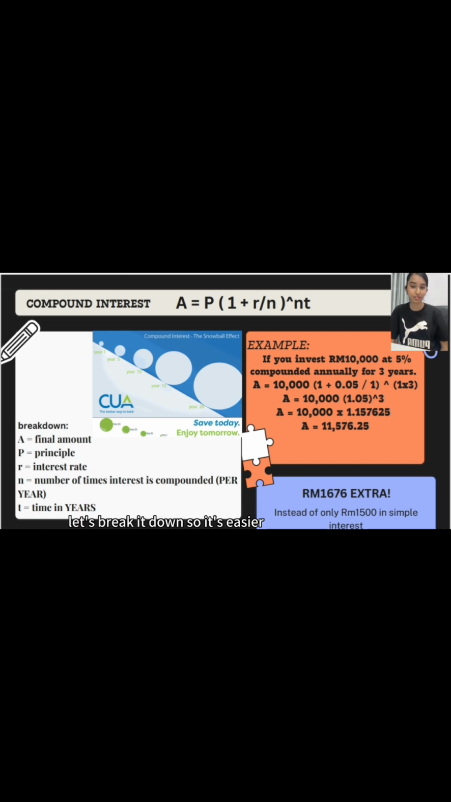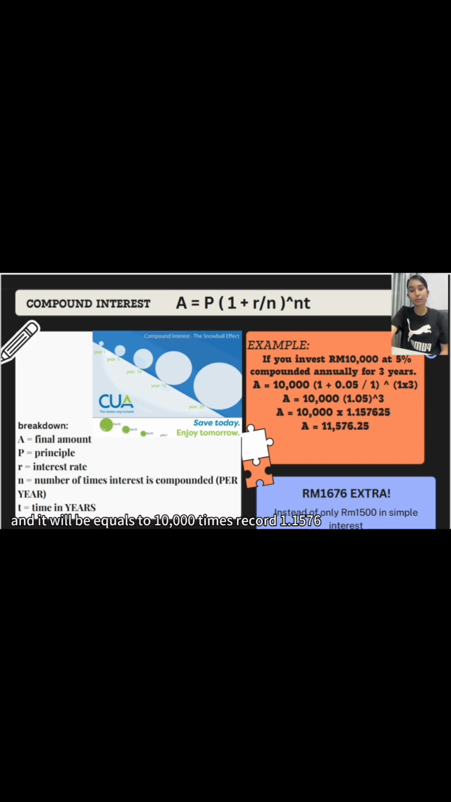Let's break it down so it's easier. A equals the final amount, P is the principal, R is the interest rate, and N equals the number of times interest is compounded per year. Let me give you a quick example question. You invested 10,000 at 5% compounded annually for the next 3 years. How will be the calculation? A equals 10,000(1 + 0.05/1)^(1 x 3).